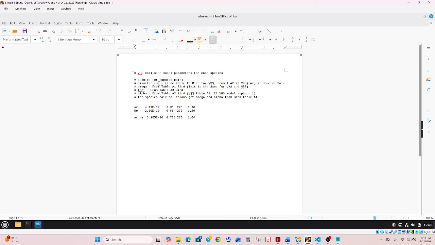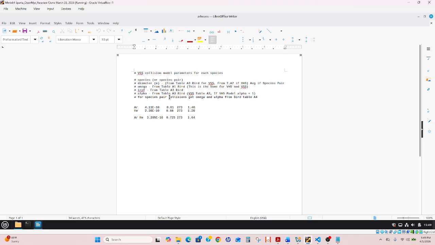All right, so for the diameter, we're going to look at table A3 of Bird's book, and if you looked at the last example, you'll see this number has changed a little bit from what we used in the variable hard sphere. The 0.81 for omega is the same because it's from table A1, and it's the same for variable hard sphere or variable soft sphere. T-ref is the same. Alpha is the scattering parameter. Now that we're not in a variable hard sphere, where alpha was 1, we actually have to look in table A3 and get the variable soft sphere alpha, which is the scattering parameter.